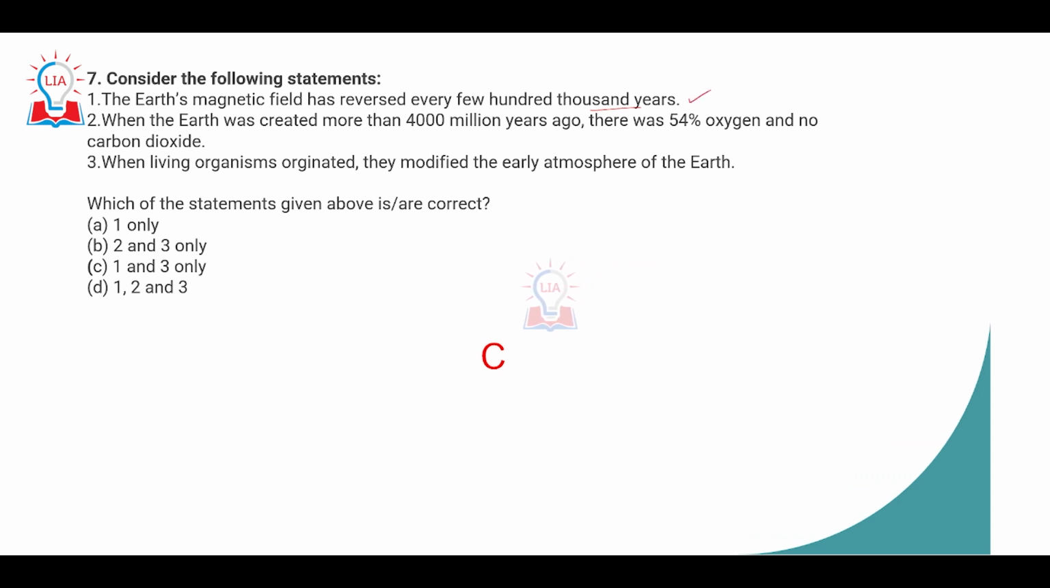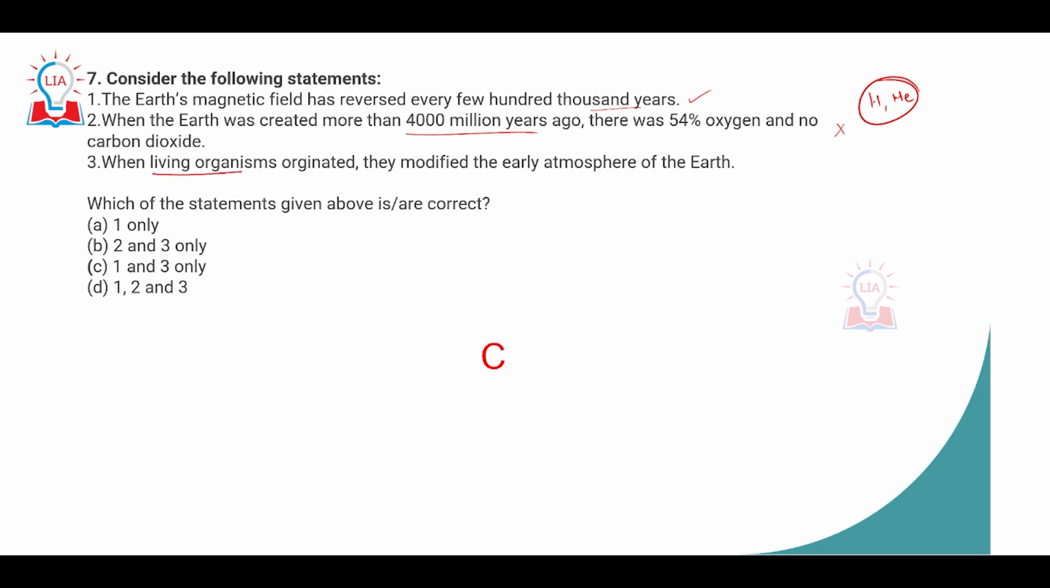The second statement is that when the earth was created more than 4,000 billion years ago, there was 54% oxygen and no carbon dioxide. This is an absolutely incorrect statement, because when earth was created, at the time of its formation, there was no oxygen in its atmosphere. Oxygen came on earth at a much later period of time, and initially, earth had an atmosphere which was made up of lighter gases such as hydrogen and helium. Later on, these gases were stripped away from the Earth's atmosphere, and other gases started to develop in its surroundings.